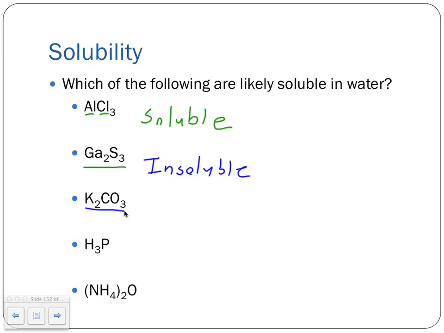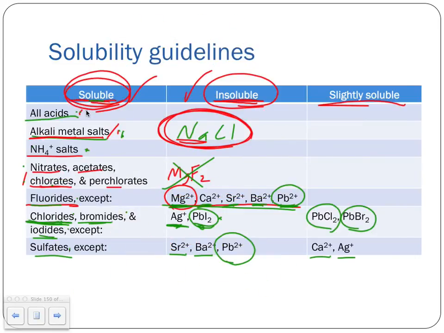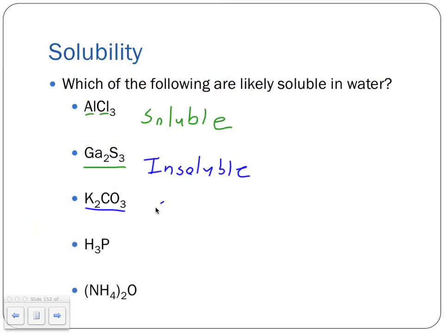Next one we have here, K2CO3, so potassium carbonate. We look back at the beginning. Is it an acid? No. Potassium carbonate is an alkali metal salt. Yes, it is. Potassium is an alkali metal. Right off the bat, there are no exceptions to this. It tells us it's going to be soluble. So for this one, we'd say it is going to be soluble.